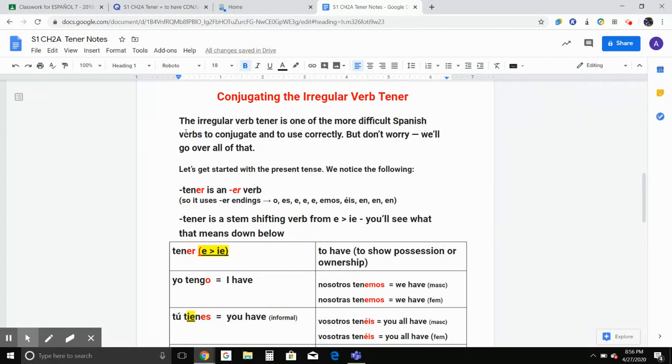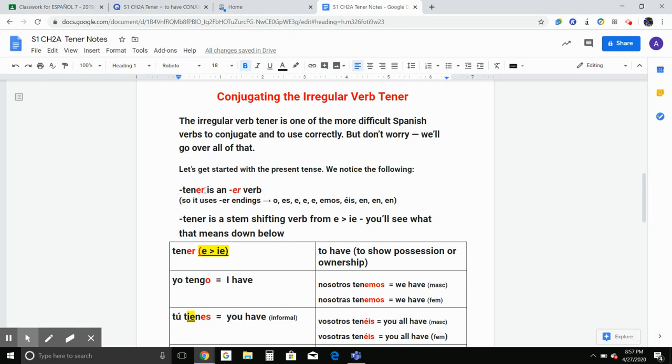Okay? The verb tener is irregular, and it's one of the most difficult verbs to conjugate and to use correctly because it's used in a lot of special expressions. However, we will go over all of that eventually, and you will know exactly how to use the verb tener. So let's get started conjugating it.